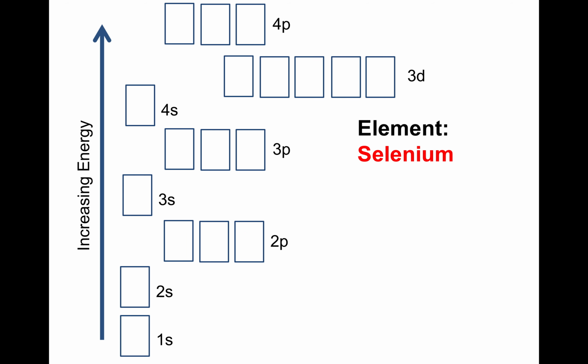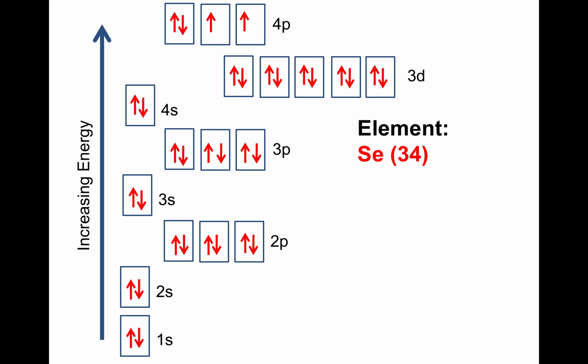If you will give the element selenium a try, go ahead and pause the video right here. Give it a shot, and then as soon as you're ready, if you'll push play, I'll go over the answers. So for selenium, selenium is number 34 on the periodic table. You should start at the bottom, work your way up. But right here, make sure that you've spread out your electrons at the end. Remember that last one will share a box because it can't spread out anymore.